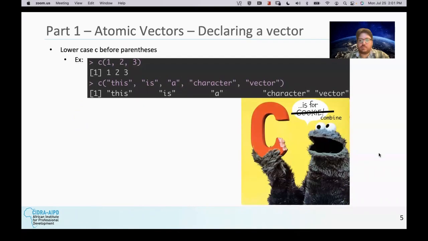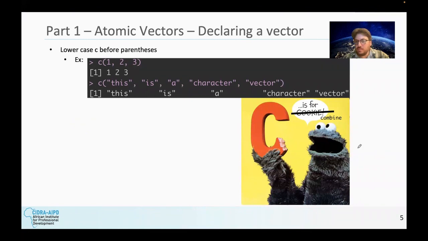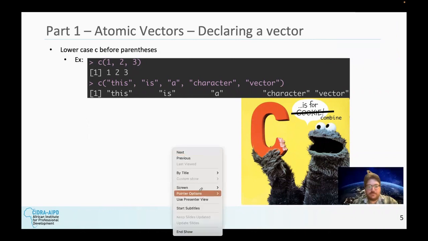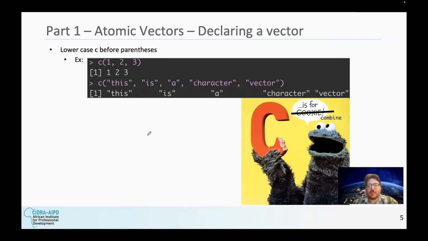So how do we declare a vector? The most basic way to declare a vector is with this c parentheses notation. You put the letter c and then some open and close parentheses, and between the parentheses you separate things with commas. So this would be an example of declaring a numeric vector. This would be an example of declaring a character vector.